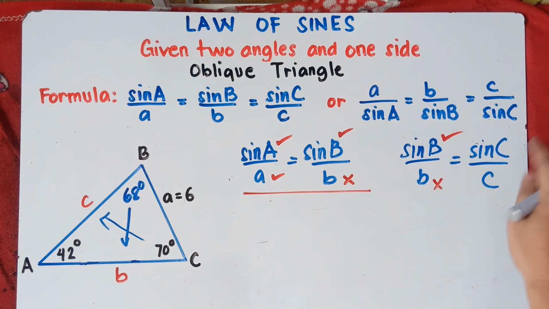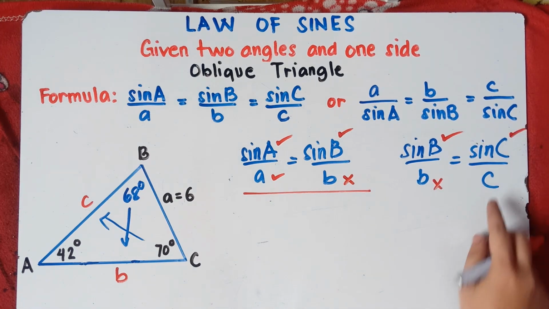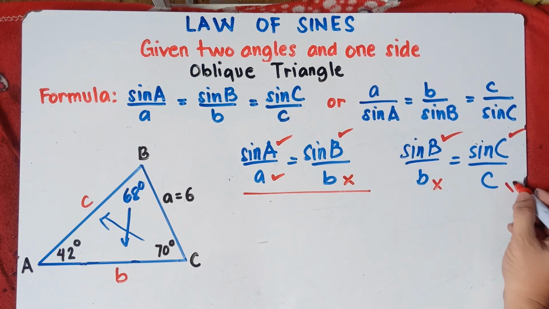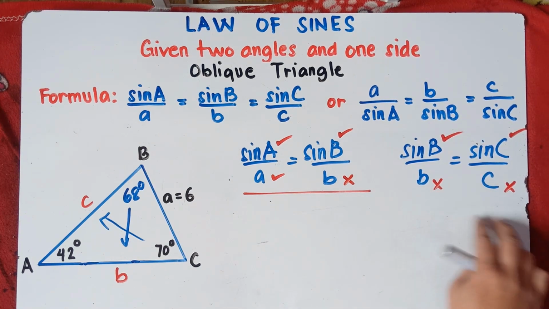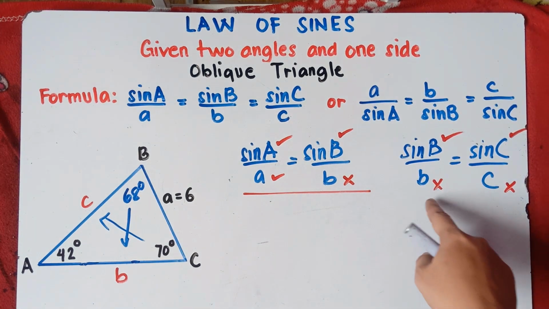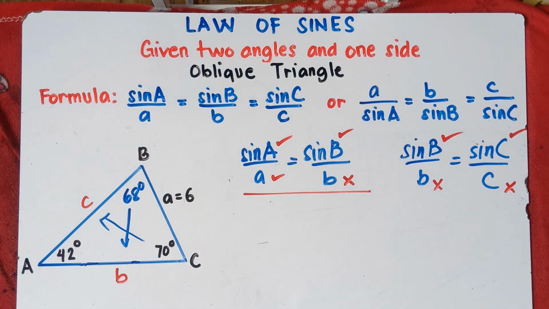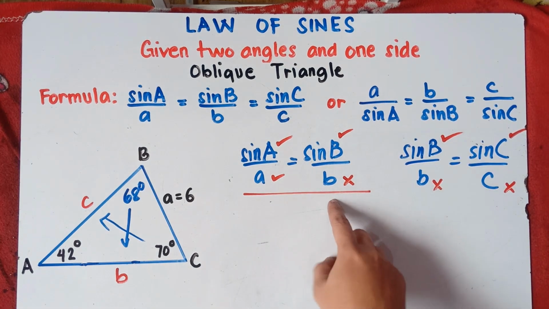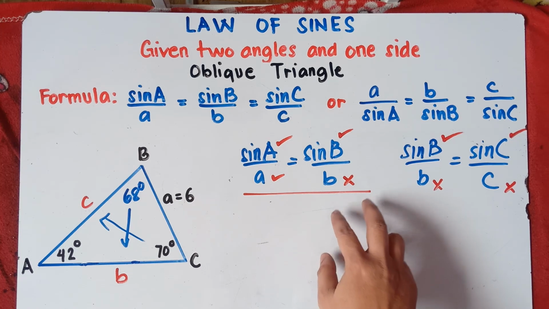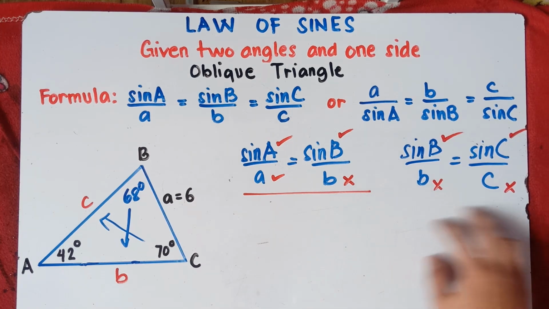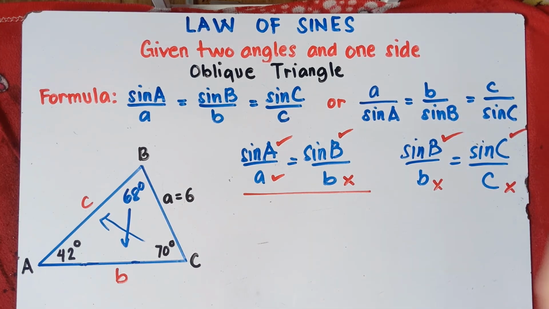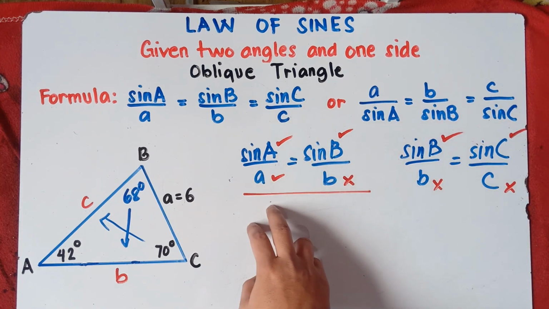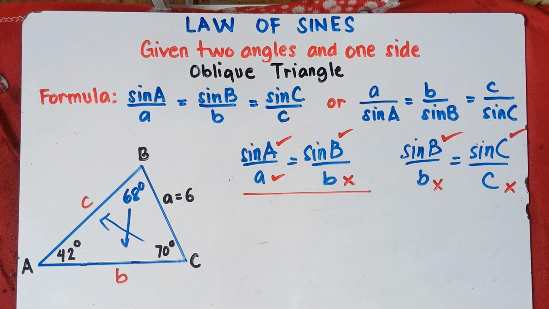Do we have angle C? Yep, we have angle C. Do we have side C? Nope, we don't have side C. Therefore, we cannot use this one, class. Sir, why is that? Because we have two unknowns. If you only have one unknown, then we can find the value of B. In this scenario, we cannot find B because we don't have B as well as C. So therefore, we'll be using sine A over A equals sine B over B.